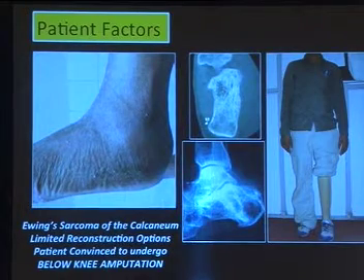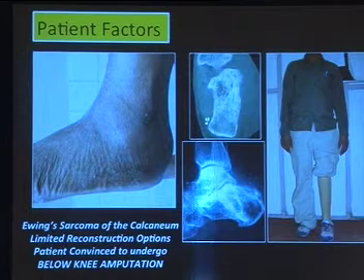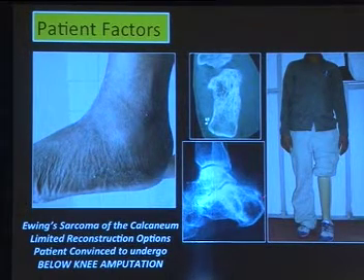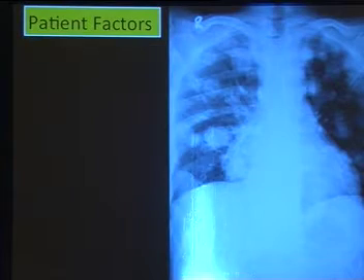Another important patient, Ewing sarcoma of the calcaneum. We all know there are very limited reconstruction options for these patients. The patient was convinced to go on amputation, and now he's a survivor doing pretty well. So limb salvage surgery, whenever you are seeing, you have to consider the patient factors.